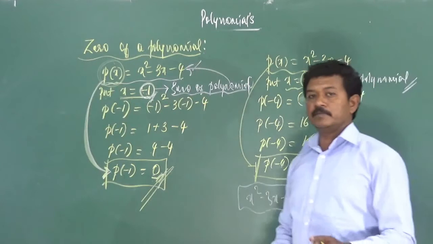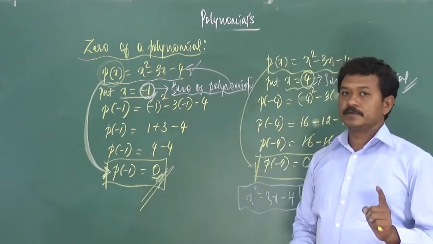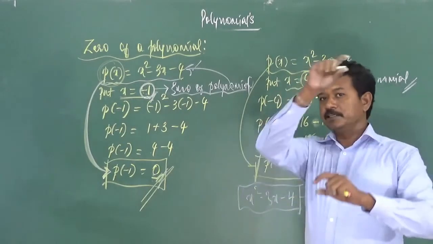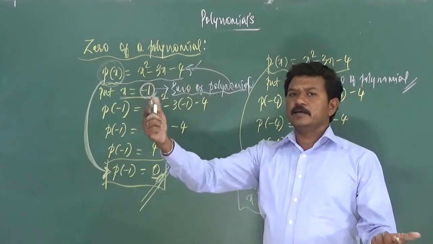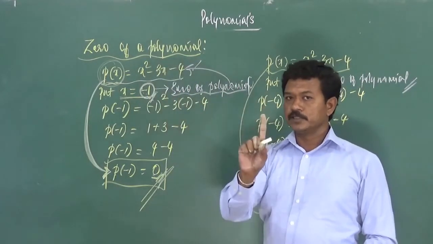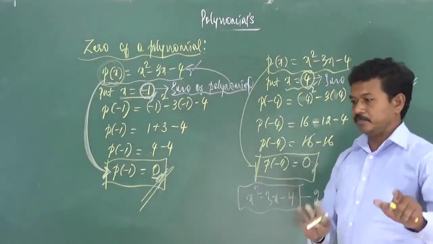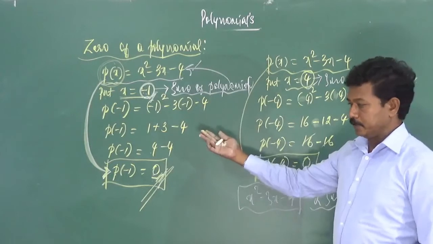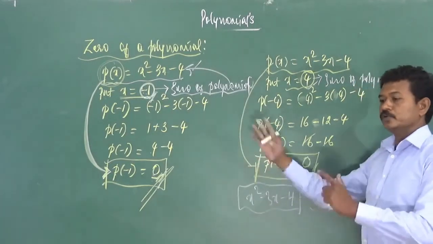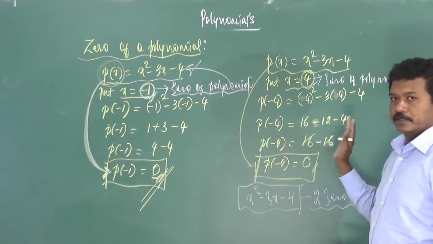So a quadratic polynomial can have at most 2 zeros. That's the major statement. Quadratic polynomial can have at most 2 zeros. Then it may have 1 zero also. It may have no zeros also. That's the possibility. When I come to the geometrical meaning of polynomials, I will show you how 2 zeros come. This is very important. You have to remember this.